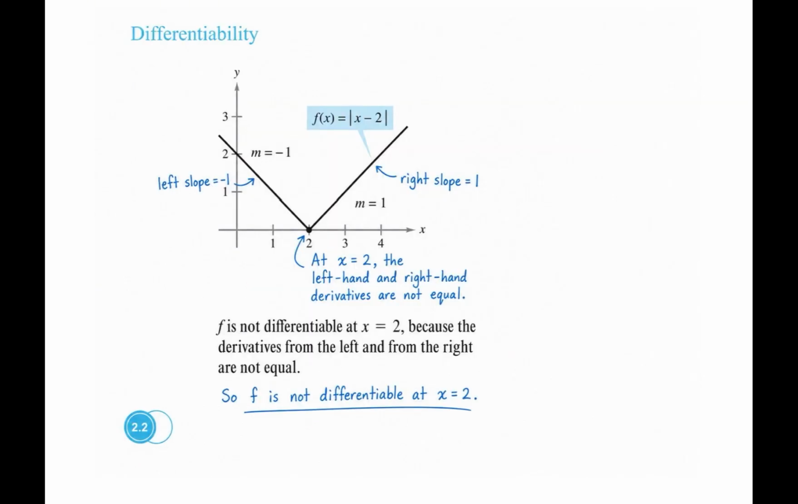Here we have an example, f(x) equals absolute value of x minus 2. At x equals 2, the graph has a sharp corner. On the left side, the slope is negative 1. On the right side, the slope is 1. Since the left-hand derivative and right-hand derivative are not equal, the derivative does not exist at x equals 2. So even though the graph is continuous at x equals 2, it is not differentiable there. The key idea is sharp corners or sharp turns usually mean the derivative does not exist.